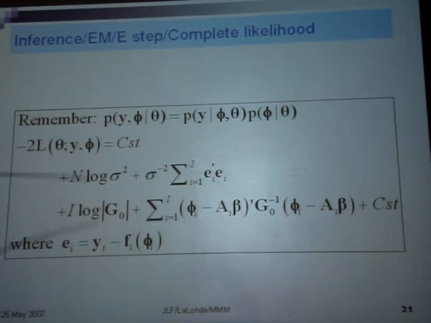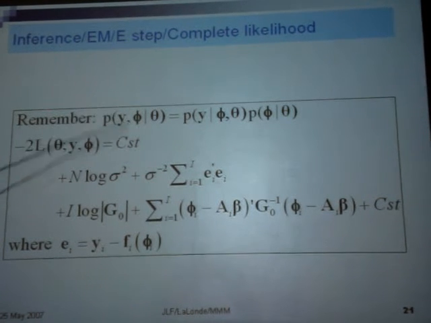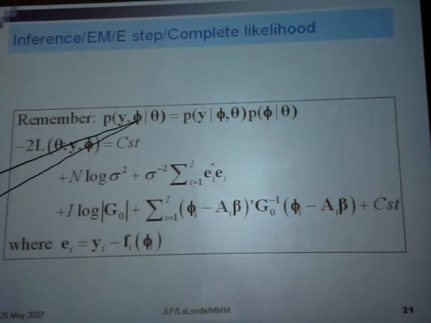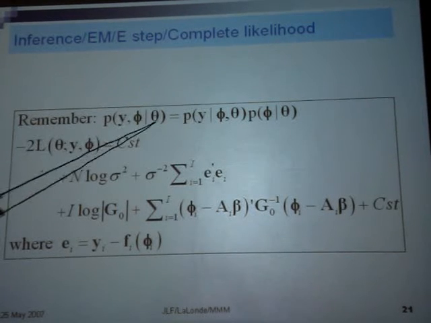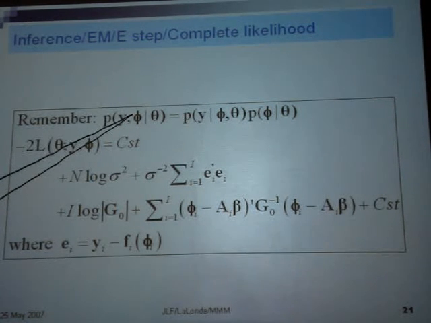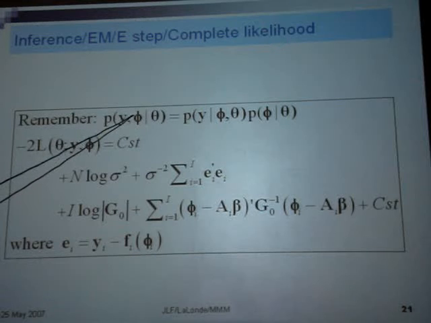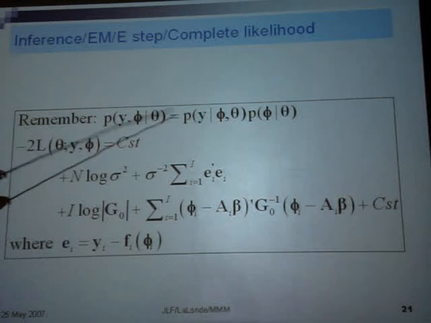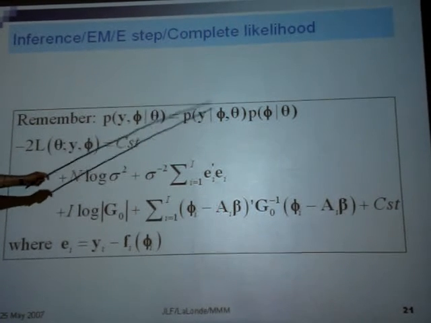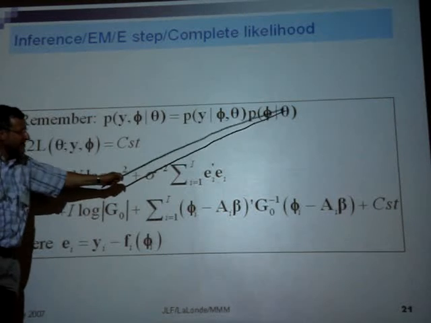So what I'm writing here is the density of the complete data vector. Remember I told you I will treat the random effects, the individual parameters, as missing. So this is the density of the complete data, Y, phi. The density of the complete data is a joint density. I could write it as the conditional density given phi times the density of phi given the parameter.